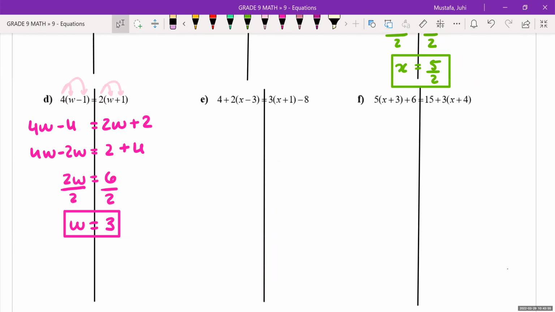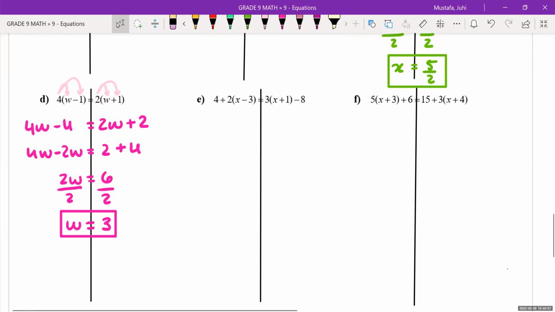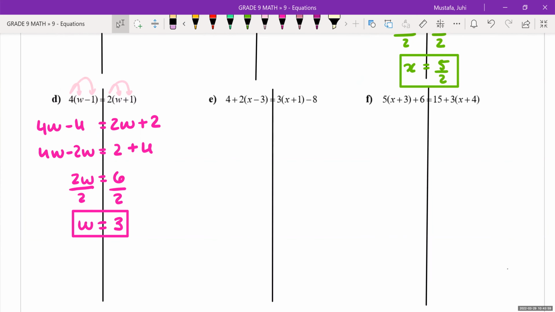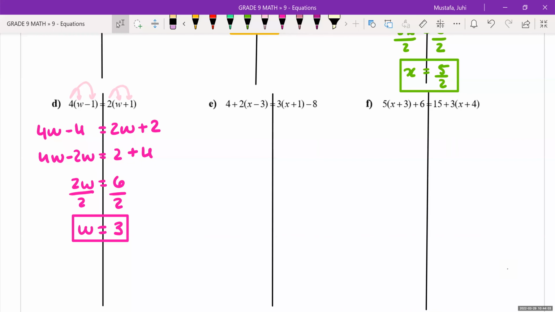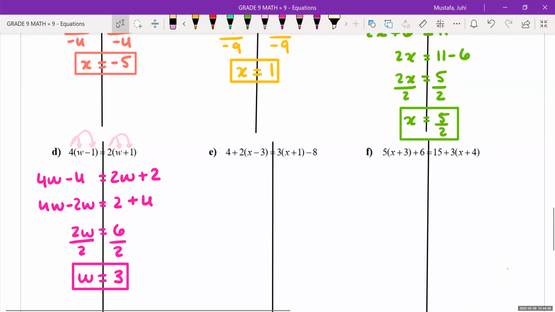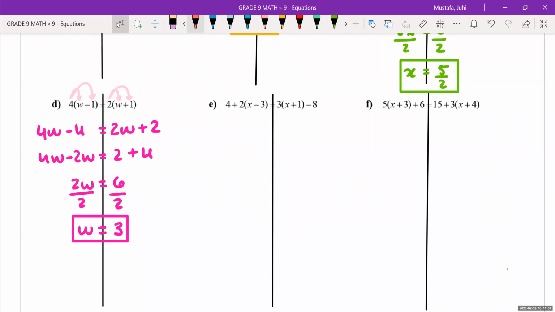Okay, I lied. We're going to actually do E together as well. E has a little bit of a trick where you have to be slightly careful. Do you guys see this 4 plus 2? Am I allowed to add those numbers together according to BEDMAS? No, that is a very common error.